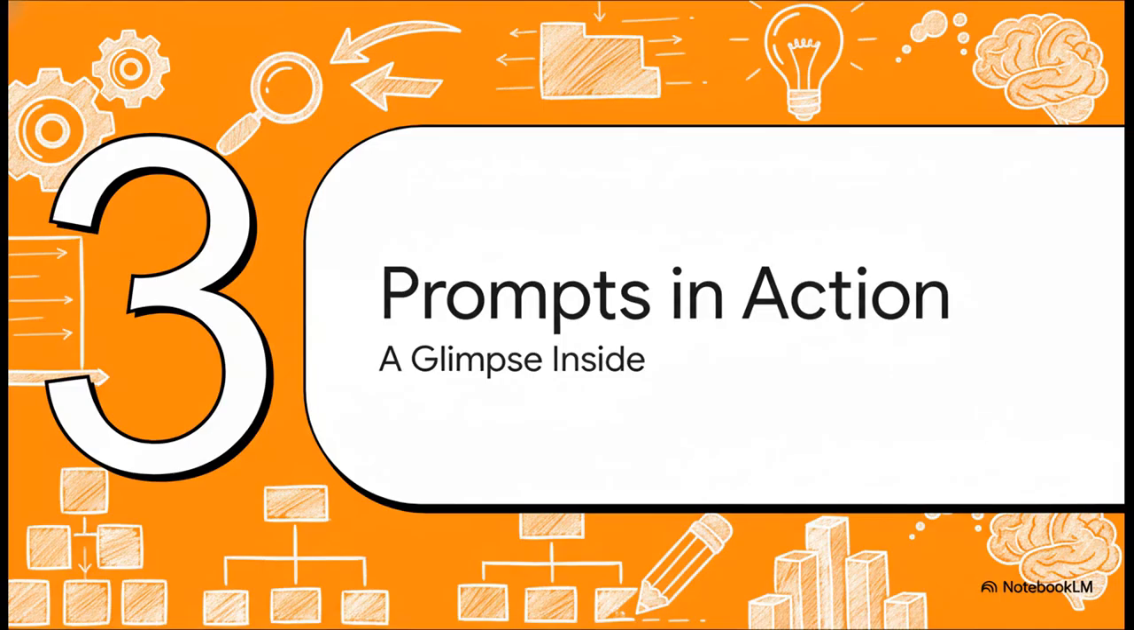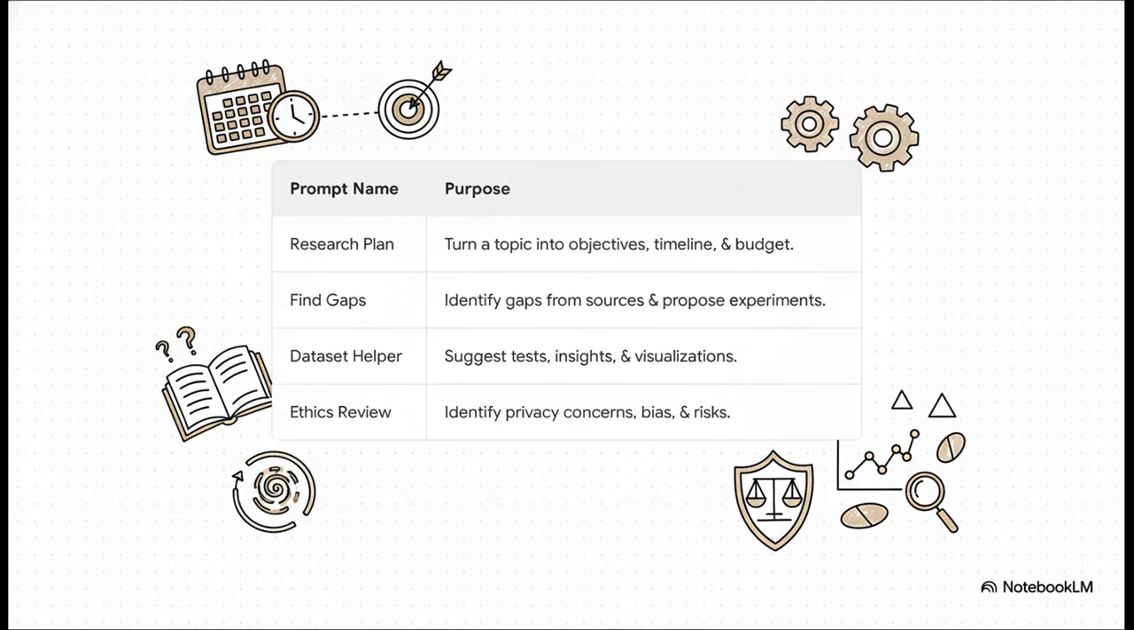Okay, enough talk. Let's actually see some of these prompts in action. We'll take a peek at a few examples just so you can see how specific and powerful they really are. This is where the rubber meets the road. Just check these out. The research plan prompt, for instance, instead of asking for ideas, you tell it to turn your topic into specific objectives, a timeline, even a budget. See? You're giving it constraints, which forces a much smarter, more structured answer.